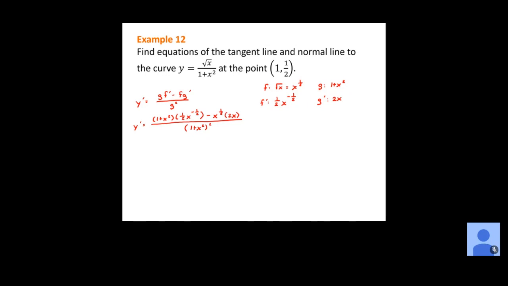Any questions up to that point? Okay, so now we need to simplify this. What could we do first to start simplifying?